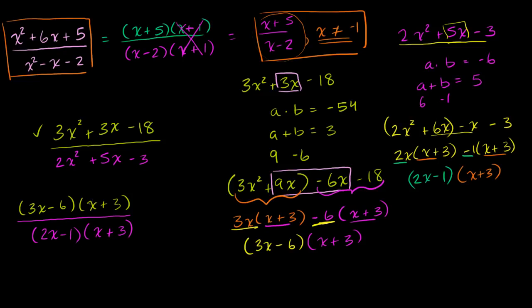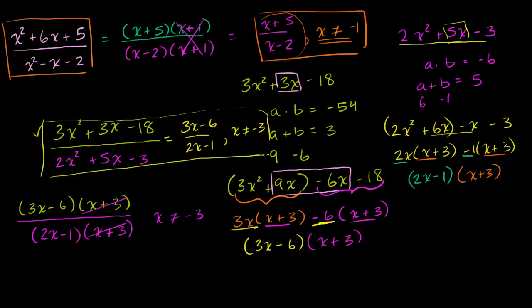And once again, we have a common factor in our numerator and our denominator, the x plus 3. But we have to add the condition that x cannot be equal to negative 3, because that would make this whole thing equal to 0, which would make us divide by 0, which is undefined. So we have to say that x cannot be equal to negative 3. So this expression up here is the same thing as 3x minus 6 over 2x minus 1, granted that we also impose the condition that x does not equal negative 3. Hopefully you found that interesting.